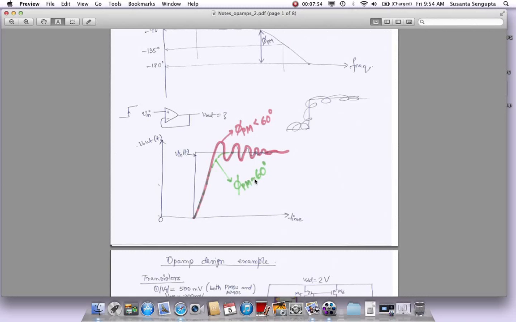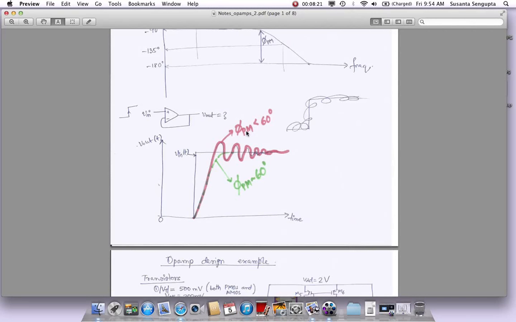If you have a perfect 60-degree phase margin, that would correspond to this green settling, which is what we call critically damped systems. Which you must have learned in control theory, you have different kinds of closed loop feedback systems: critically damped, over damped, and under damped systems. This green plot for 60-degree phase margin is a critically damped system. It just settles quickly without any oscillations.